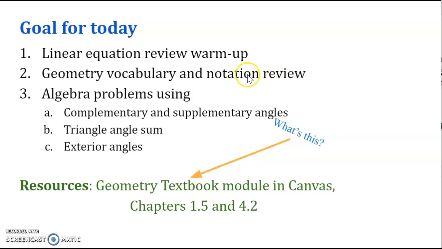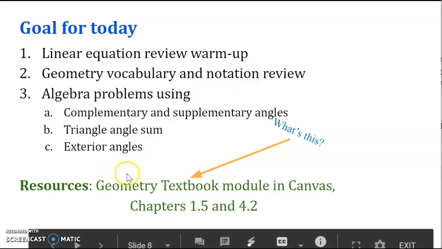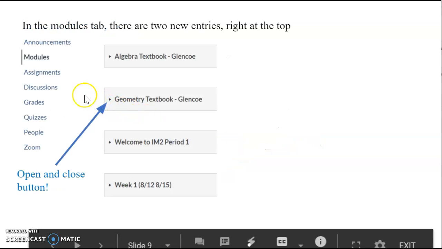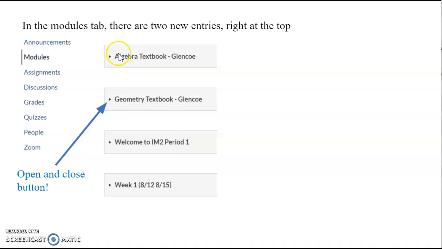All right, so the resource for today's lesson is the geometry textbook module in Canvas, and it's chapters 1.5 to 4.2. So what is this geometry textbook? If you go to your module in Canvas, you're going to see this right at the top of all the modules. There is an algebra textbook, by Glencoe, and a geometry textbook.